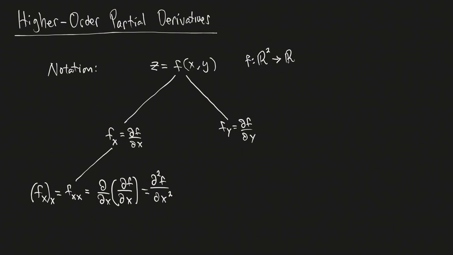Actually, now that I look at this, if I'm going to do this, I'm going to need some more room. So I'm going to remove this one here. Yeah, let's do this. This is what it would look like if we differentiate twice with respect to x using either notation.